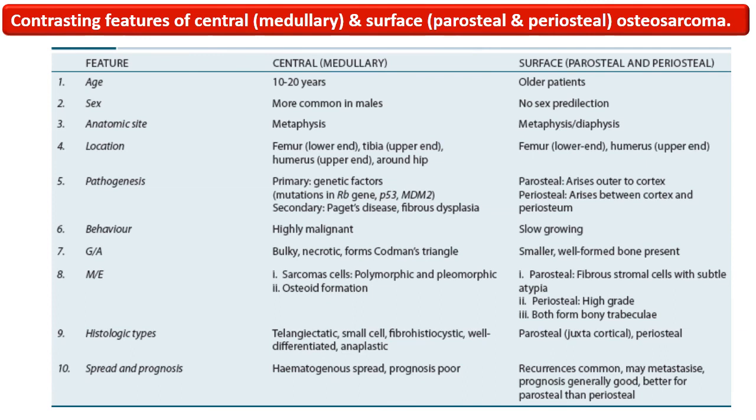This table is describing the contrasting features of central and surface osteosarcoma. The central or medullary osteosarcoma is more common between the ages of 10 to 20 years, while the surface variety is common in older patients. The central medullary osteosarcoma is more common in males, while the surface parosteal osteosarcoma is more common in females. And when we consider both the parosteal and periosteal osteosarcomas, then there is no sex predilection.